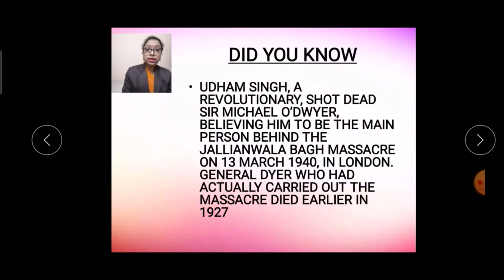Udham Singh, as we have studied in a previous chapter, was a revolutionary. Michael O'Dwyer was also a British officer. Udham Singh thought that Michael O'Dwyer was the main person behind the Jallianwala Bagh massacre, so he shot dead Sir Michael O'Dwyer in 1940. But General Dyer, who actually carried out the massacre, had already died earlier in 1927. So this is what happened in 1940.